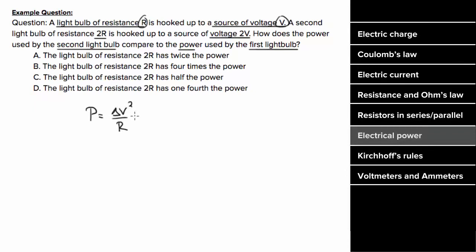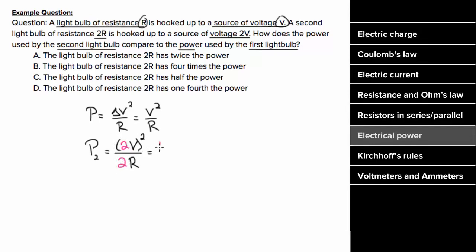So in terms of quantities given, the power used by the first light bulb is going to be V squared over R. And the power used by the second light bulb is going to be equal to the voltage across the second light bulb, which is 2 times the voltage across the first light bulb, and we square that, divided by the resistance of the second light bulb, which is going to be 2 times the resistance of the first light bulb. The 2 squared on top is going to give me a factor of 4, and I'll have another factor of 2 on the bottom.